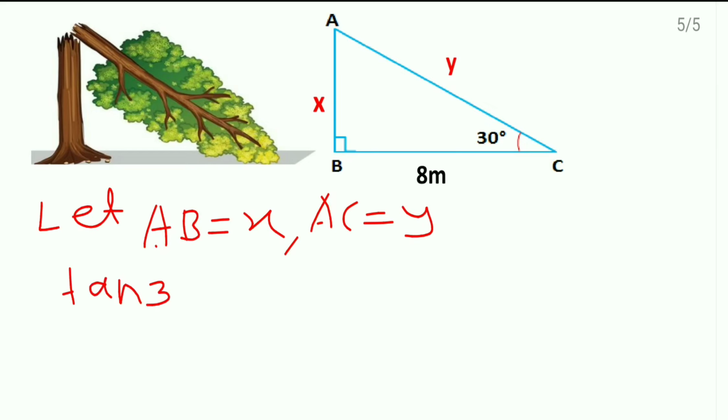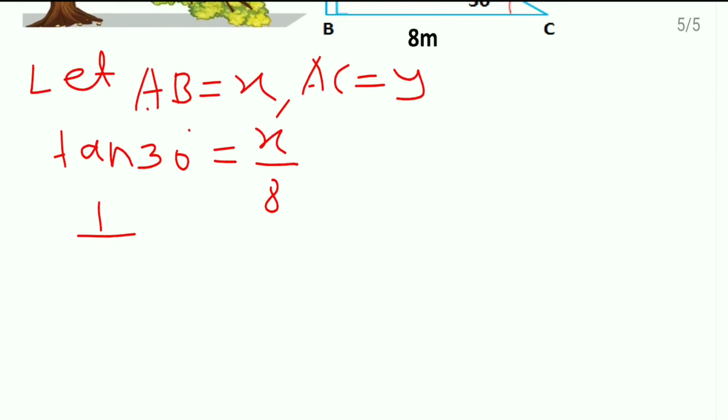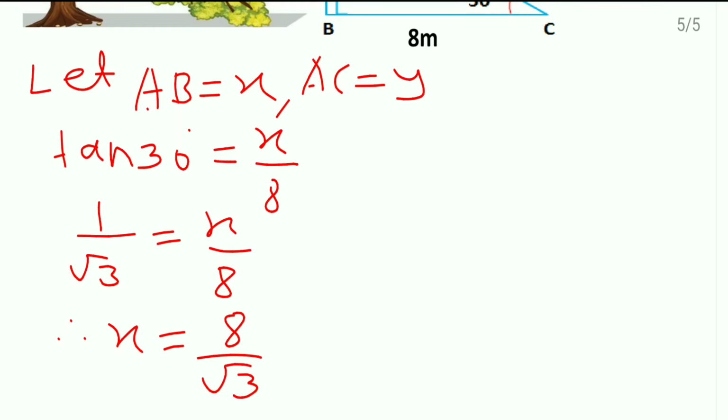tan 30 degree which is equal to opposite side by the adjacent side here. Tan 30 degree, already you know the ratio. If you don't know, just try to recollect those values, which already you all learned in introduction to trigonometry lesson. So 1 upon root 3 here, which is equal to x by 8. Therefore, value of x comes as 8 by root 3.